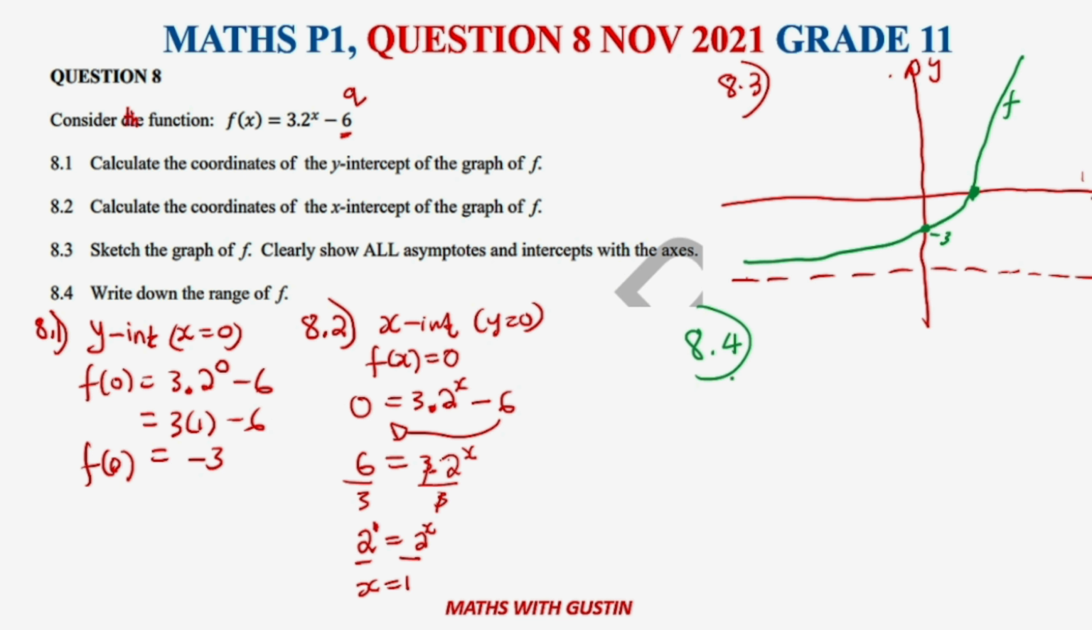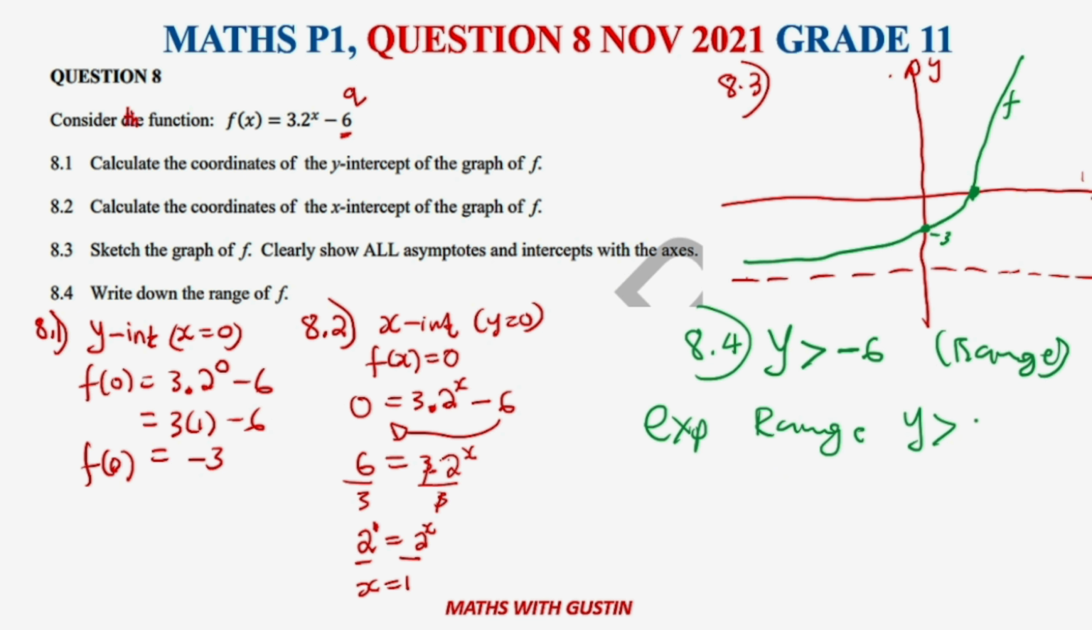8.4 says write down the range of f. I always say when it comes to exponent functions, they are very easy to calculate. The range is just anything that is greater than the line of asymptote. So y is greater than the line of asymptote, which is minus 6. That would be our range. Easy and straightforward, guys. Please make sure you know that the range of any exponent function will just be y greater than the line of asymptote. That's how you would deal with a question like this one.